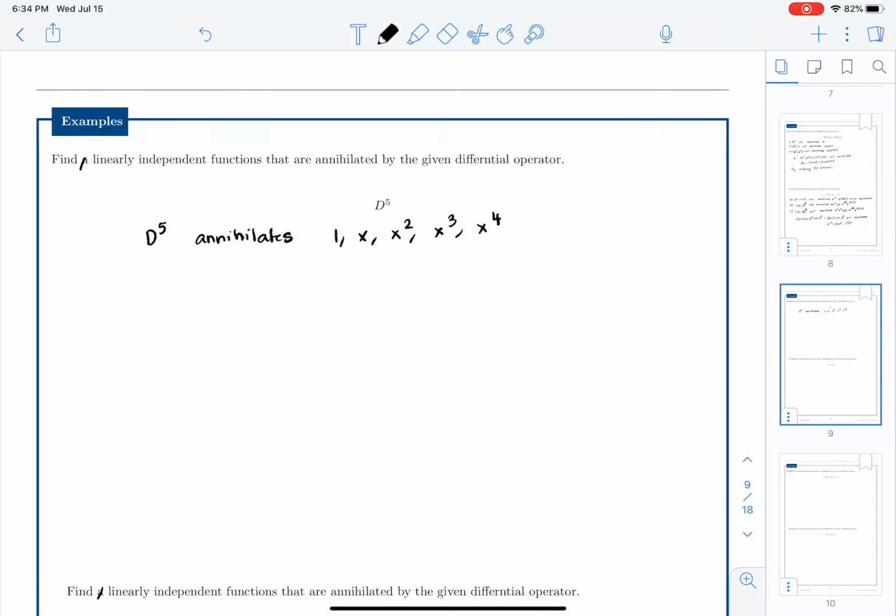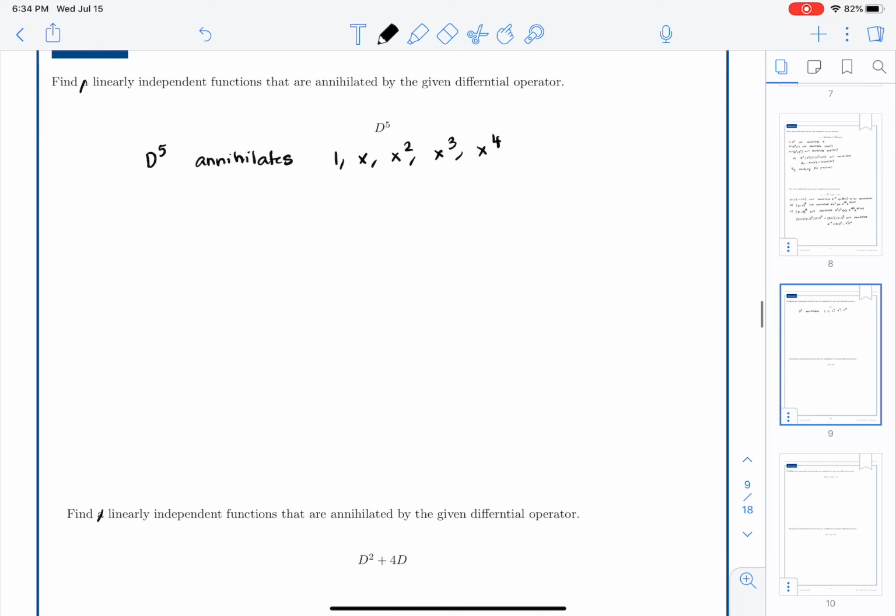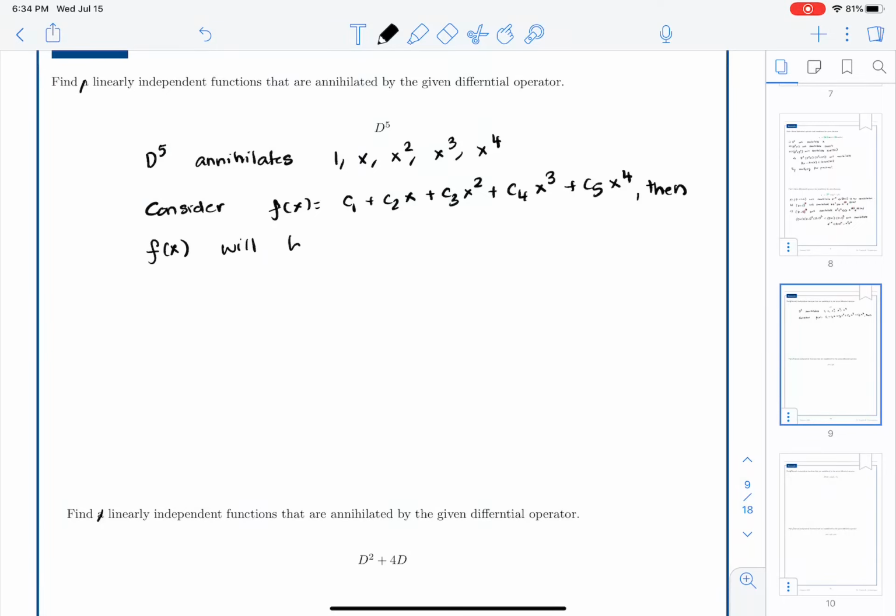Any combination of these linearly independent functions would also be annihilated. So consider f of x equals c1 plus c2 x plus c3 x squared plus c4 x cubed plus c5 x raised to 4. Then f of x will be annihilated by D raised to 5. It is a given.